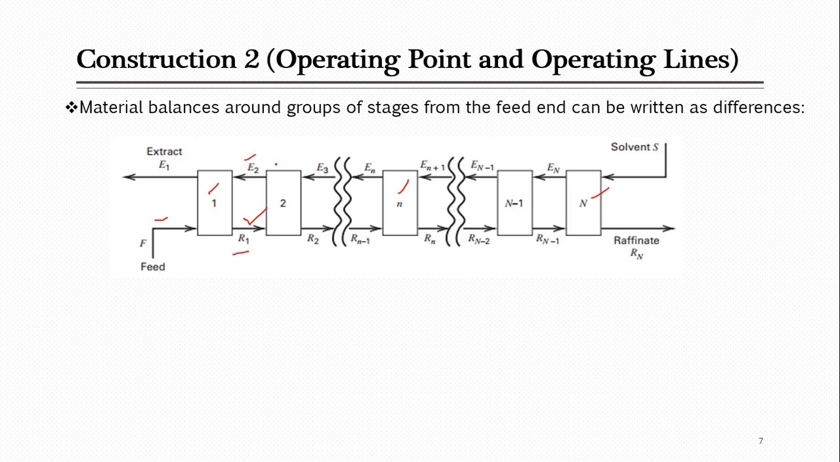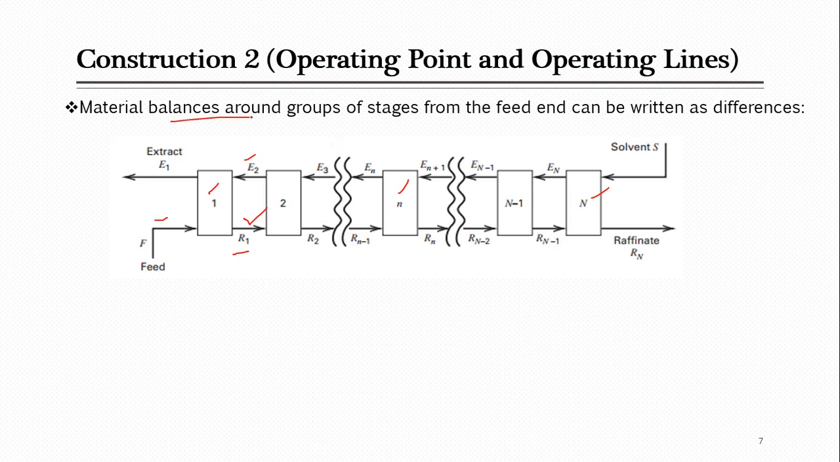Some extract stream coming from stage 2 is entering this, because this is a counter current system, a counter flow system, in which feed will enter from one side and solvent will enter from the opposite end. And the extract stream is leaving from here, extract 1, which was named as this, that is the final extract stream after N stages. So this was already explained to you, you know these terminologies, you are aware of this nomenclature.